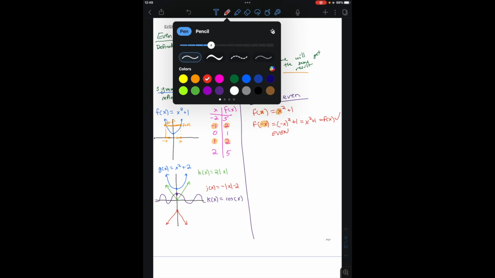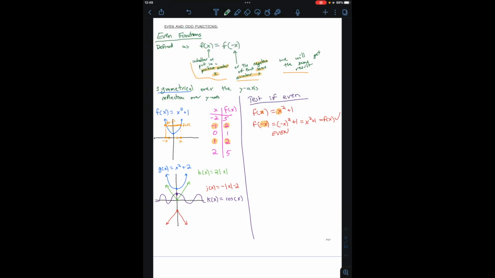Let's test another one. If I wanted to test h of x, so h of x, there, was 2 absolute value of x. So let me test h of negative x. Well, that's 2, plugging in negative x in place of x. But the absolute value of x and the absolute value of negative x is going to be the same. Regardless of whether it's negative or positive, it's just going to turn it to the x value, the magnitude of x. So this is 2 absolute value of x, which was our original h of x. So h of x equals h of negative x, so we must be even.